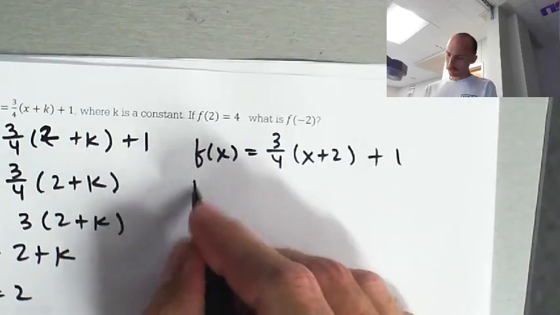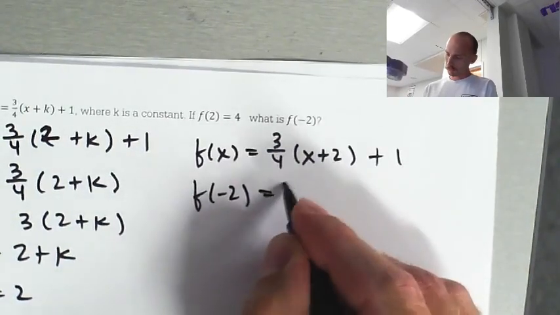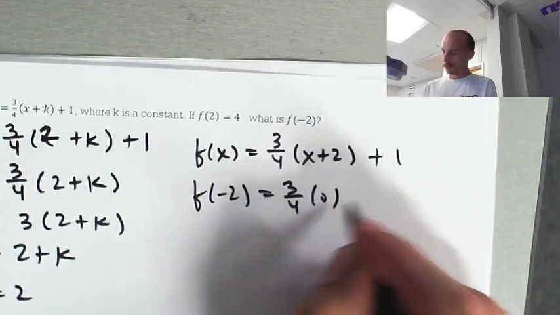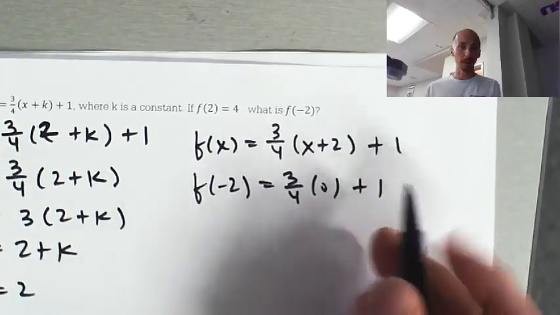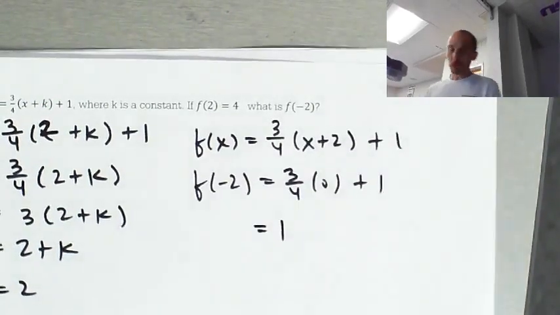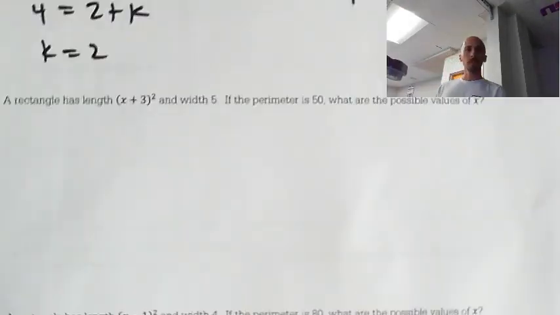Okay, what is f of -2? It's going to be 3/4 of 0 plus 1. Any number times 0 is going to be 0, plus 1 would be equal to 1. Okay? And then, we've got 2 more problems, and they're kind of like applied geometry.